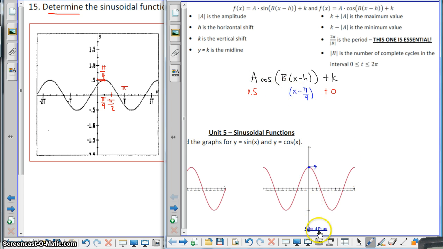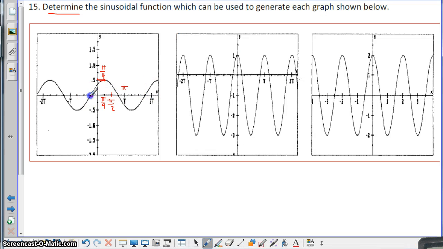Now all I need to do is find B, and I can find that by looking at the period. So the period, as you can see over here, is 2 pi, because it starts just a little bit before 0 and then right before 2 pi it does a full cycle. So there's one cycle.